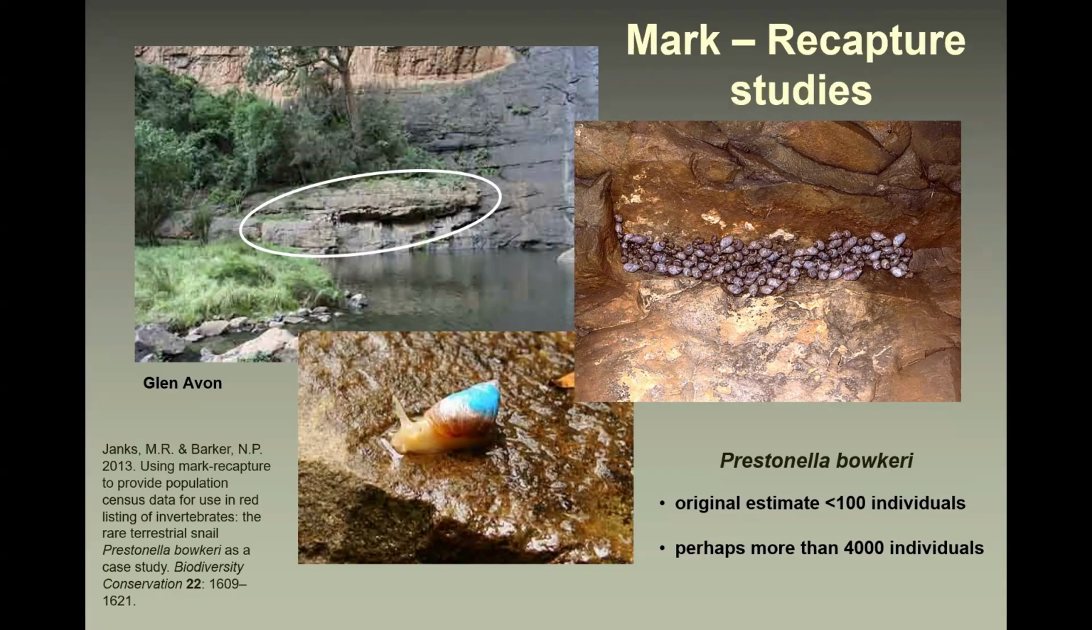Then he did his mark and recapture experiments. He painted them blue. He went back repeatedly and counted how many of the marked snails he found. And by the time he'd finished, he estimated there were perhaps more than 4,000 individuals at this one particular site here. So there are a lot more of them than meets the eye when you go there. They're hiding away in crevices and inaccessible places. So they're not as scarce as one might imagine. So maybe they're not as threatened as we first thought.